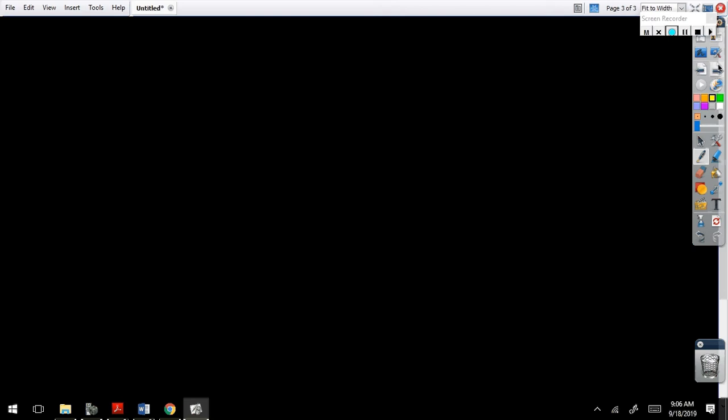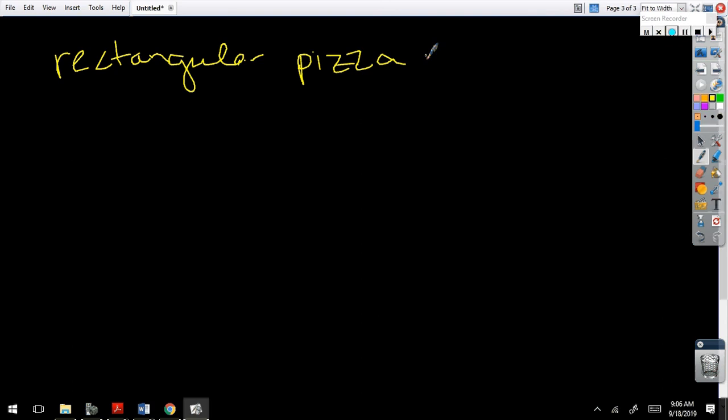Rectangular pizza. That is 18 by 24 inches. It's the same price as a large round pizza that is 24 inches in diameter.